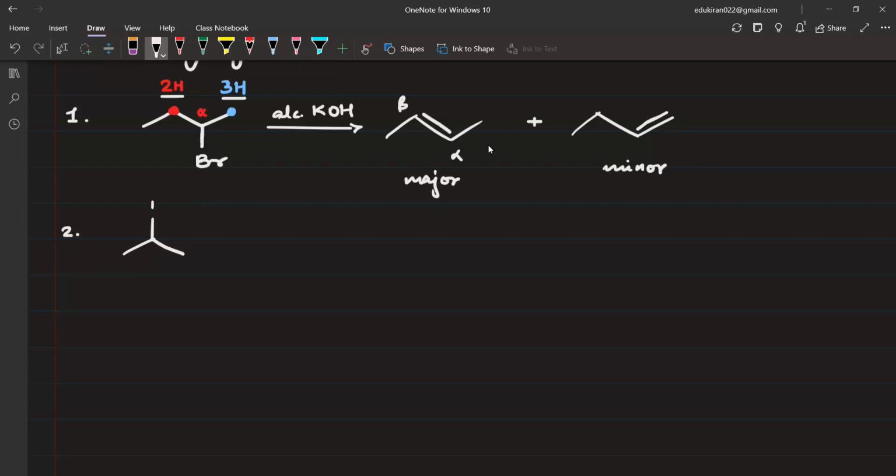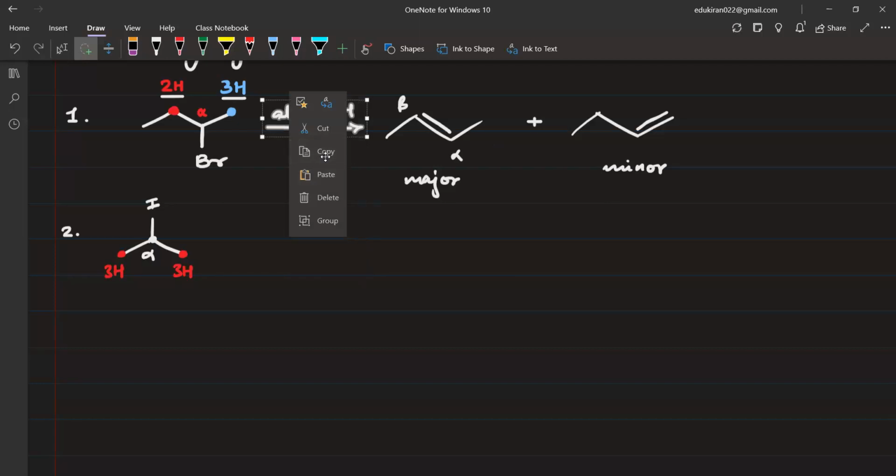Let's suppose we are having iodine here. Okay. Now this is my alpha carbon. Now this is my beta carbon. This is also beta carbon. This is also having 3 hydrogens. This is also having 3 hydrogens, and this one is also having 3 hydrogens. Now in this case, since the number of hydrogens are same, there is no choice, right? We have only one choice.